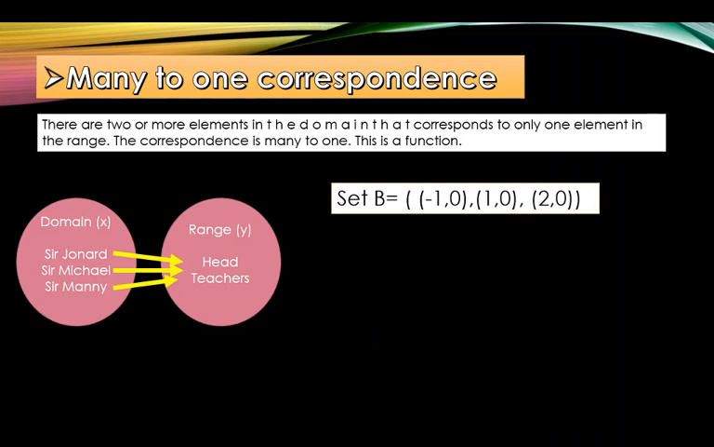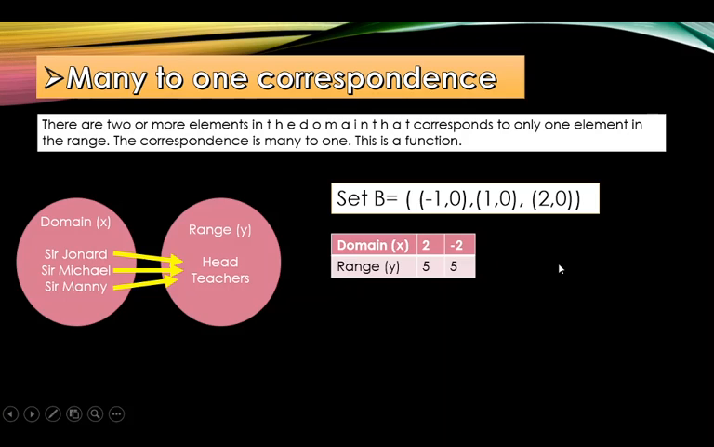Another example using an ordered pair, we have negative 1, 1, and then 2. Those are the domain. Then observe the range, only 0. Okay, again, we have negative 1, 1, and 2. Those are the domain. Tatlo ang value ng domain, negative 1, 1, and 2. Samantalang ang value ng range natin ay iisa lang, that is 0. That is an example of many-to-one correspondence. Next, example of a table. 2 ang domain and negative 2 while the value of the range is same, 5 only. So that is many, dalawa. Then iisa ang value ng range which is only 5.